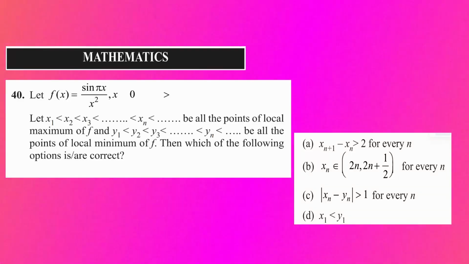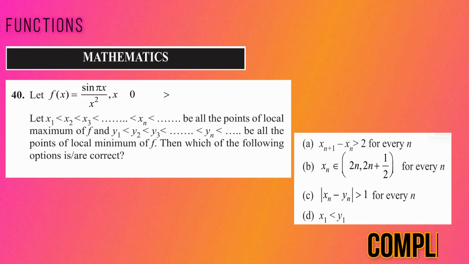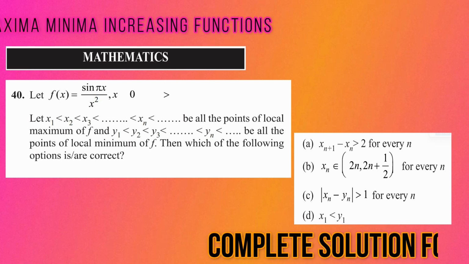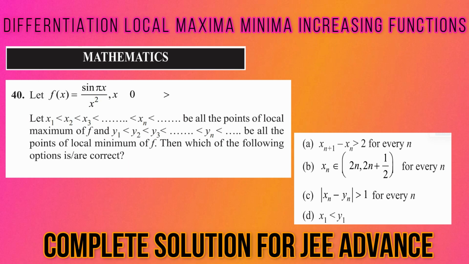We are given the function f(x) = sin(πx)/x², and this function is defined only for x greater than 0. The points x1, x2, ..., xn and y1, y2, ..., yn are also defined. The points x1, x2, ..., xn keep getting bigger and bigger, that means x1 < x2 < x3 < ... < xn < ... and so on, and all these points come from local maxima.